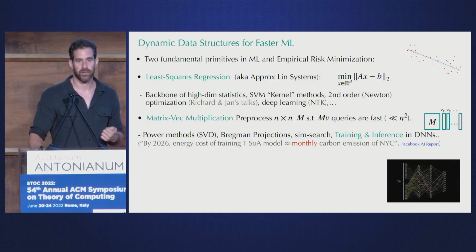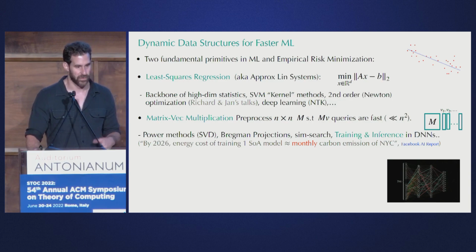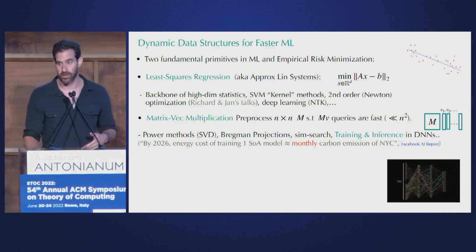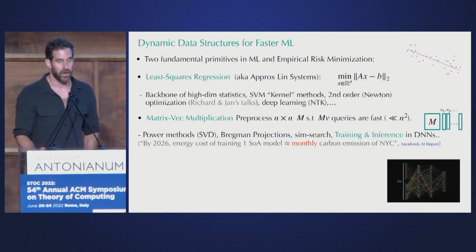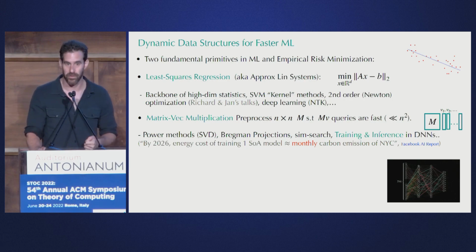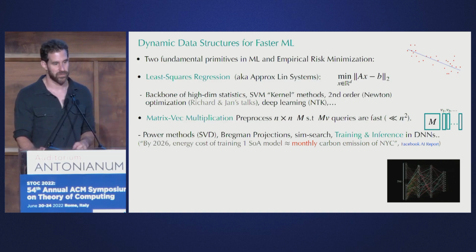And just an anecdote on how severe this operation is, the prophecy of Facebook's AI report from about a year ago, is that within 3 years, so by 2026, the energy cost of training a state-of-the-art NLP or vision model, let's say those BERT models or transformers, will be equal roughly to the monthly carbon emission of New York City. So this is for training one model, right? So this is really a showstopper.